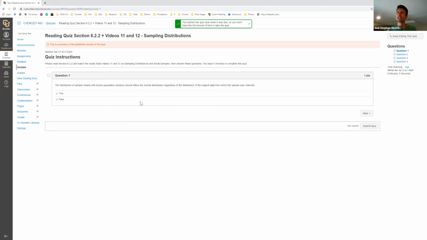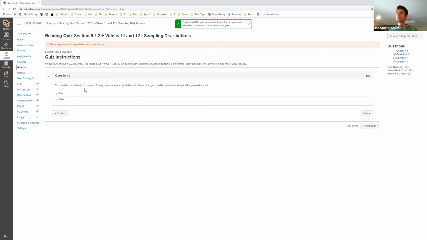The distribution of sample means with known population variance should follow the normal distribution regardless of the distribution of the original data from which the sample was collected. Is that true or false? Thumbs up for true, thumbs down for false. True, right? So that's the central limit theorem right there.